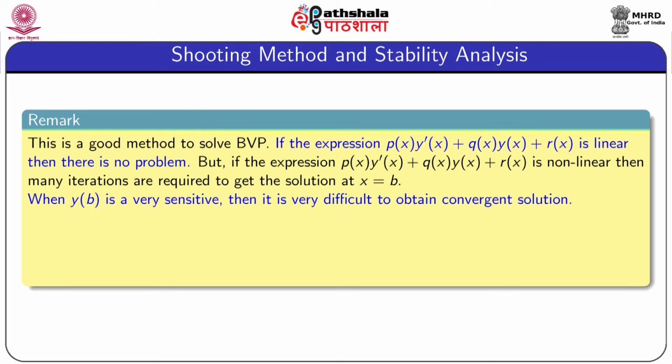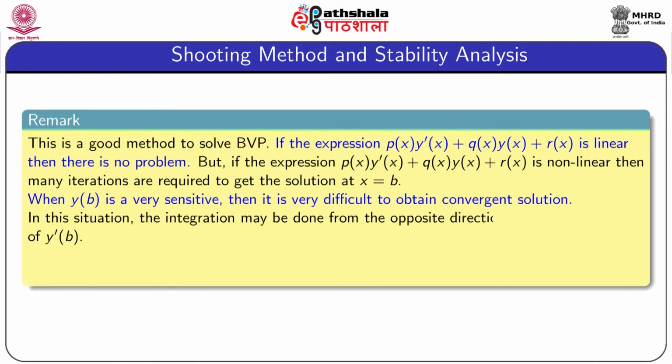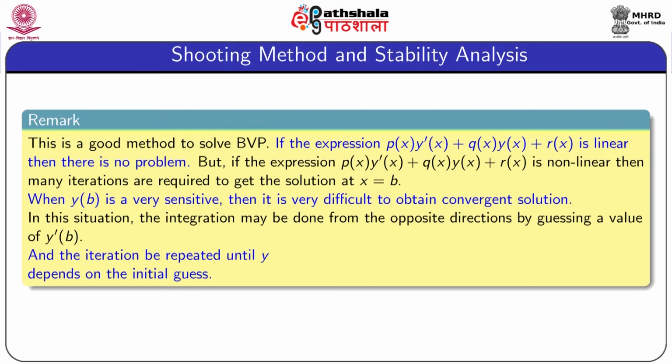When y at b is very sensitive, it is very difficult to obtain a convergent solution for the nonlinear case of the expression. In this situation, the integration may be done from the opposite direction by guessing a value of y prime b, and the iteration repeated until y at a is sufficiently close to the initial value y0. The speed of convergence depends on the initial guess, the value of y prime b.